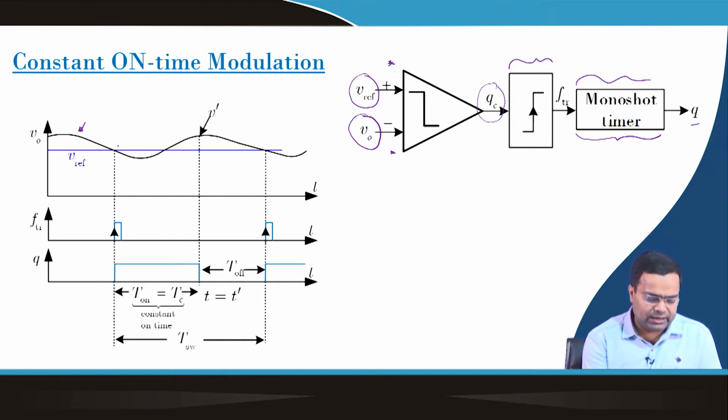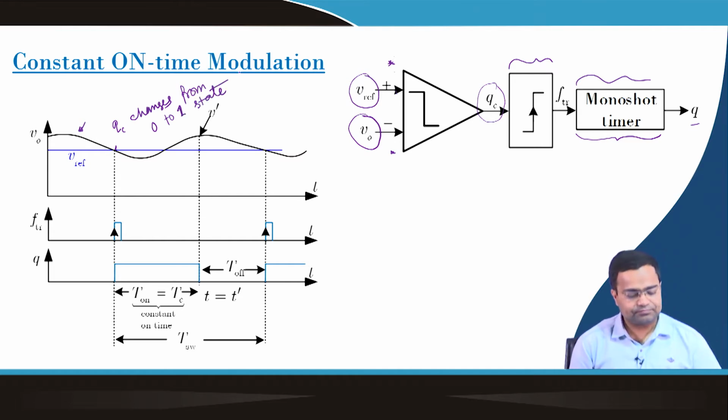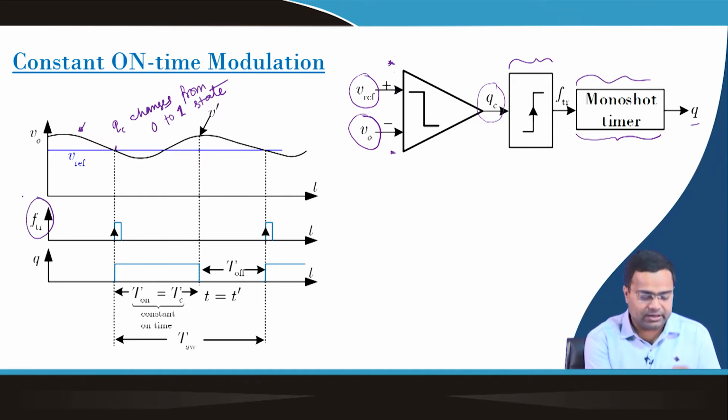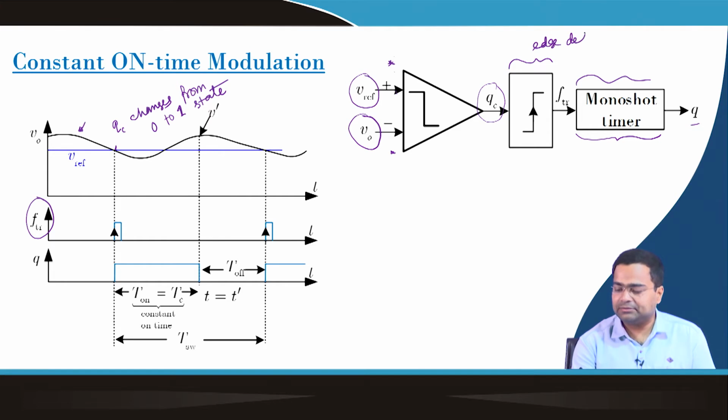Whenever the output voltage goes below the reference voltage, the comparator output QC will be high. At this point, QC changes state from 0 to 1, and when it changes, the positive edge is detected by the trigger pulse edge detection circuit. This is my edge detection circuit; it detects the positive edge, not the negative edge. So it is particularly the positive edge.